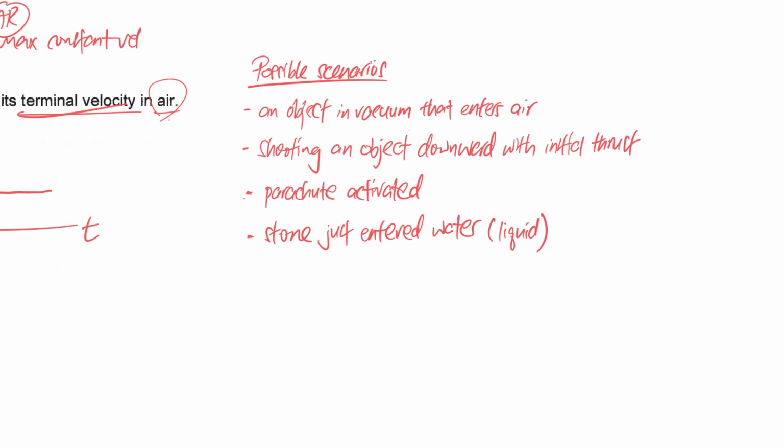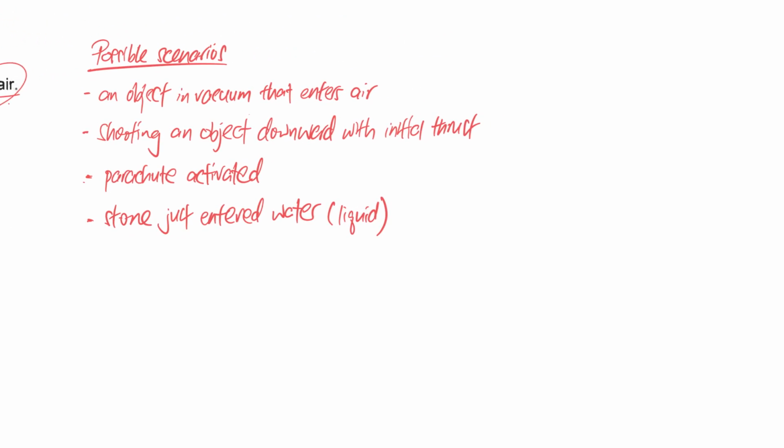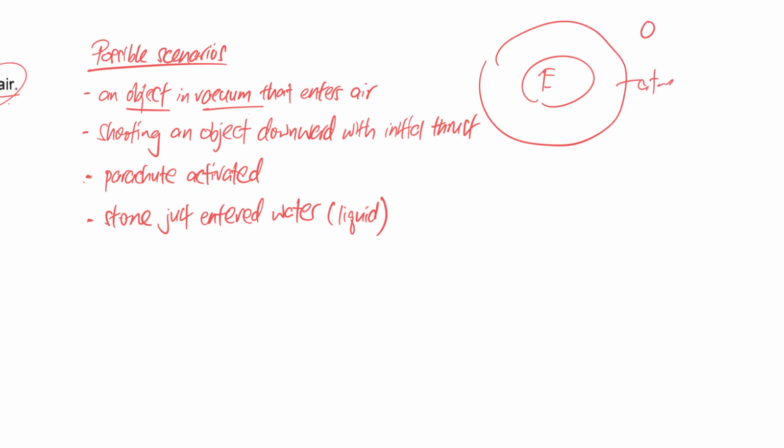Now I'll give you some examples here, possible scenarios. For example, an object that is falling through vacuum, and it may be a meteor or a space capsule that's entering into the Earth atmosphere. This is the Earth, this is the atmosphere, and if it's traveling at very high speed, that means the initial velocity is very high. Once it enters into the atmosphere, because there's air drag due to air resistance, you will slow down and eventually it will reach terminal velocity.